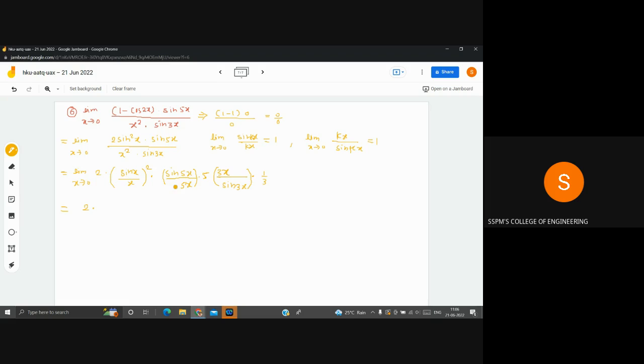Okay, next is sin 5x upon 5x as x tends to 0, what will you get? You will get 1. This is 1. What is there next? 5 will remain. Then 3x upon sin 3x as x tends to 0, what is the limit? It is 1. So on every function we can apply the limit as x tends to 0 when there is a product of functions, into 1 by 3. So what is the value? Yes, after simplifying the value will be 10 by 3.